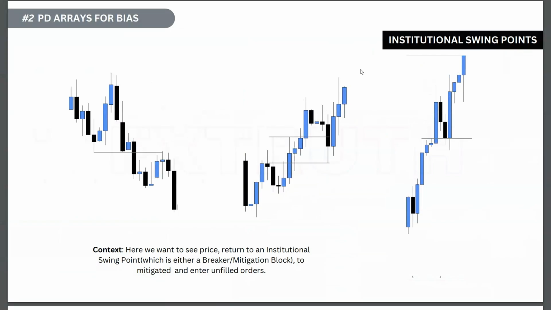So next we're going to be looking at institutional swing points. So we want to see price trade into institutional swing points, which can either be a breaker or mitigation block and trade away from it. So let's see examples on this.